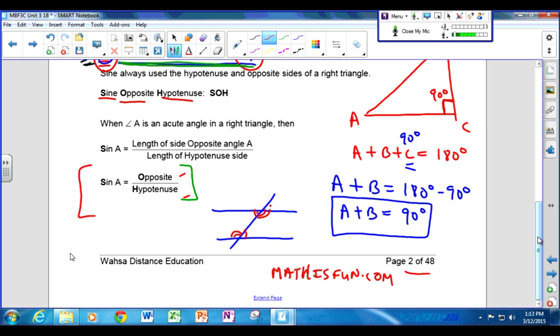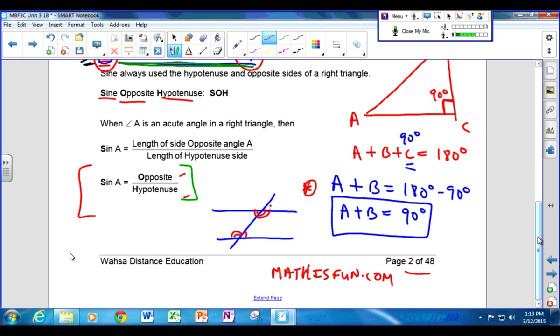So you can go there and you can look at geometry. You can look at properties of lines, parallel lines, things like that. If you want to refresh your memory on some of these things, that'll help you out. Okay. So we got that.